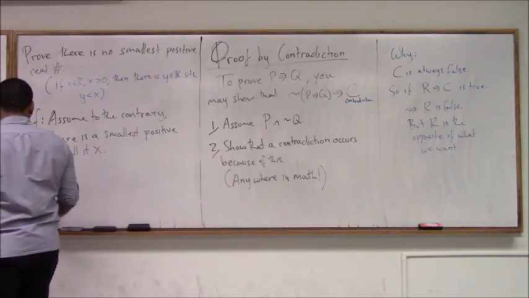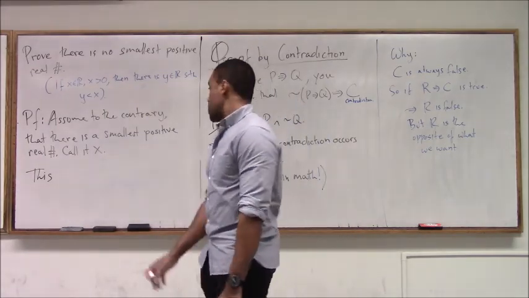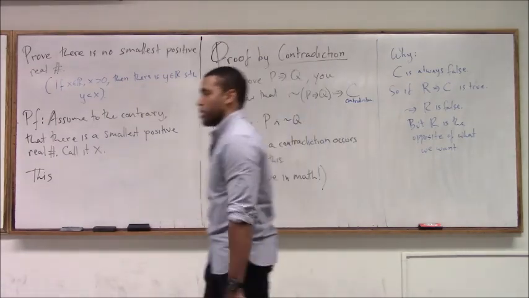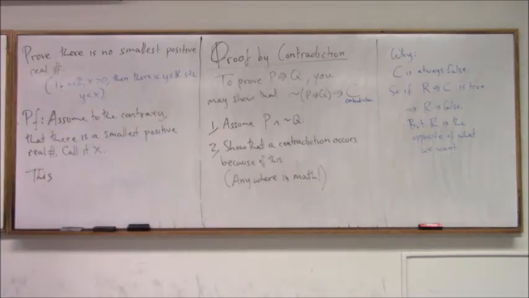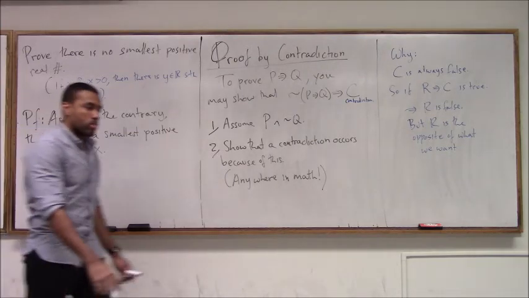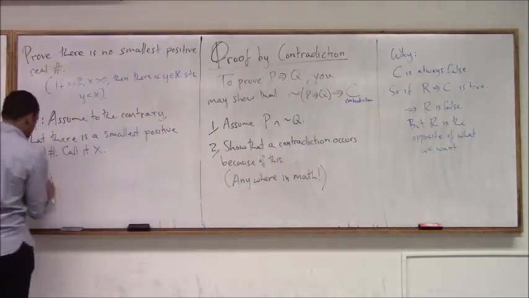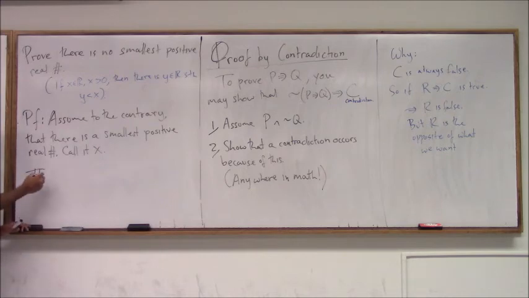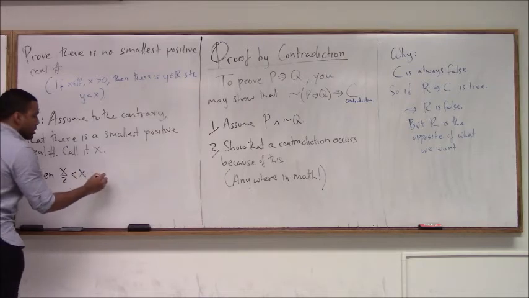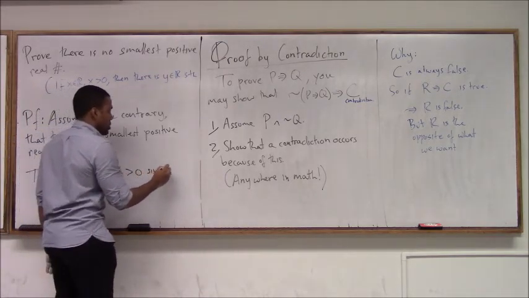Some of you probably have seen something like this before. What would you be able to say? Something you want to take advantage of. What do you think? Yeah? Consider x divided by 2. Half of a number is always smaller than the number. Then x over 2 is actually smaller than x. And furthermore, x over 2 is also positive since 2 is positive.